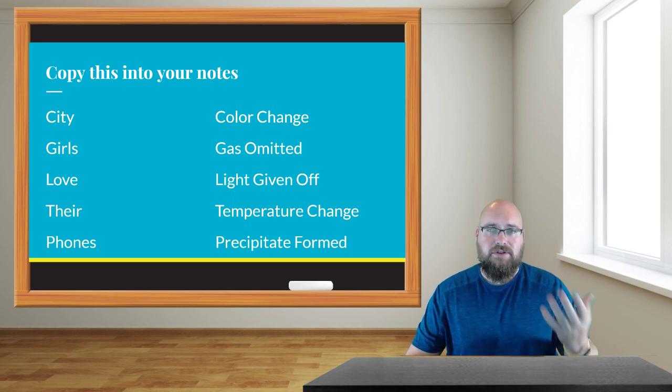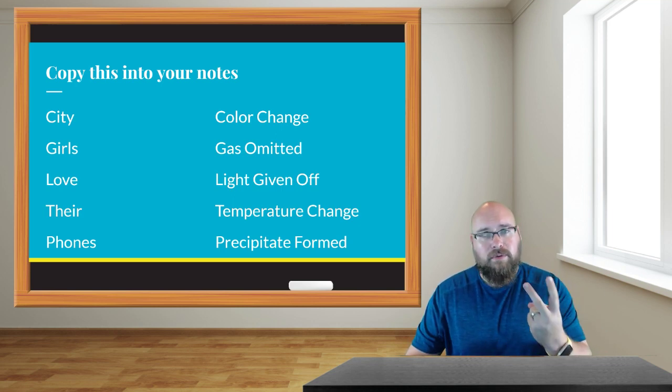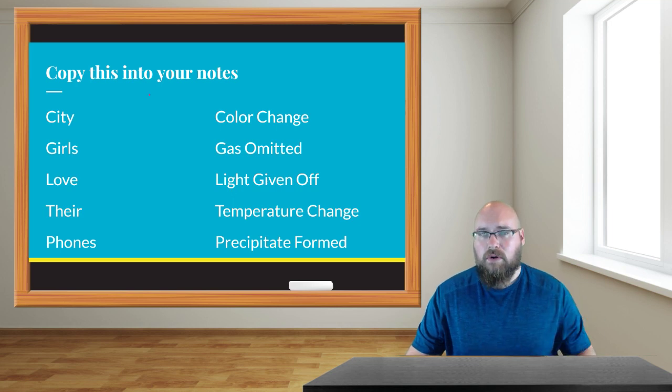A precipitate is when things come together, like two liquids, and a solid then forms between them, kind of like curdled milk. If you let milk stay too long, it gets chunky, and that is because a precipitate has formed in that milk.